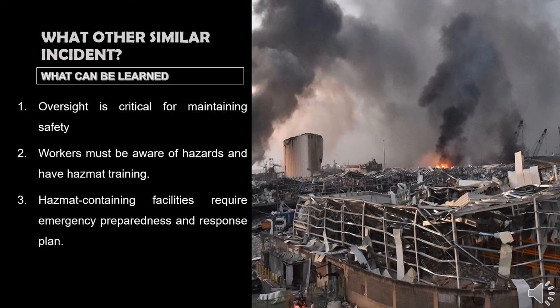And the third one is that hazmat-containing facilities require emergency preparedness and response plans. Consideration of the risk of an emergency should begin with a preventative strategy, as well as an emergency response plan. Consider how staff should react in the case of hazardous material igniting or leaking in the most efficient and effective way possible.